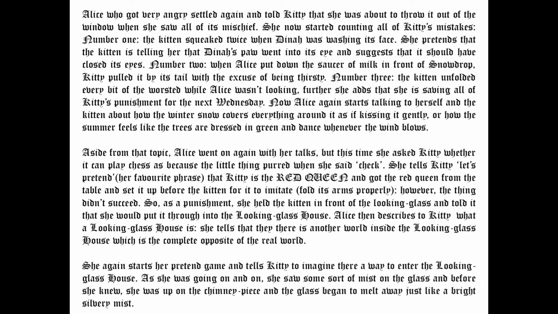However, the king didn't succeed. So as a punishment, she held the kitten in front of the looking glass and told it that she would put it through into the looking glass house. Now Alice is starting to describe to Kitty what a looking glass house actually is. She tells that there is another world inside the looking glass house, which is the complete opposite of the real world. She again starts her pretend game and tells Kitty to imagine there is a way to enter the looking glass house.